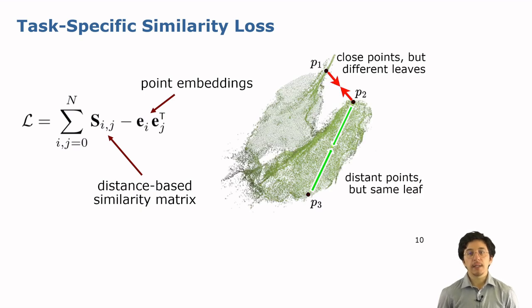However, we cannot use the Euclidean distance to compute this matrix, since, as we can see in the image, points that are closer in space, like P1 and P2, may actually belong to different leaves, while points that are far away in space, like P2 and P3, may actually belong to the same leaf. To overcome this problem, we use a graph approximation of the geodesic distance computed on the surface of the plant.